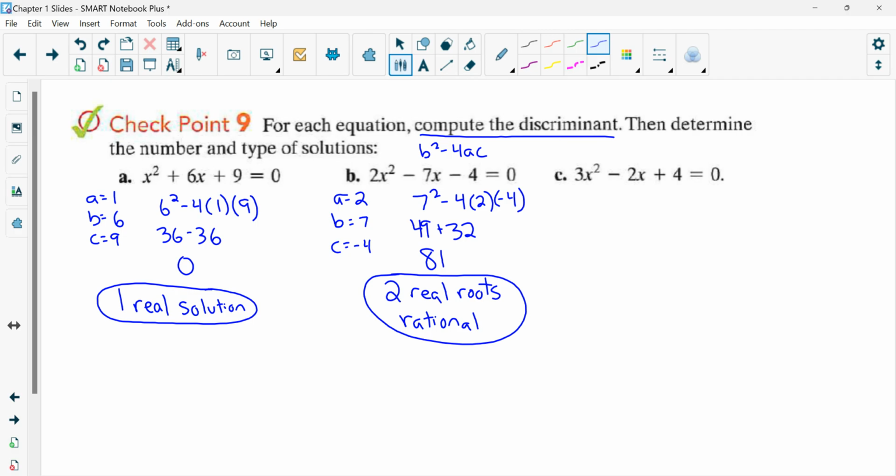And then last one, our a is 3, b is -2, c is 4. And so we have b squared, -2 squared. Be careful that the -2 is in parentheses, -4 times 3 times 4. And so -2 squared is +4. -4 times 3 is -12. -12 times 4 is -48. And so we get -44. We'd be taking the square root of a negative, so we'd get two complex roots for this one.